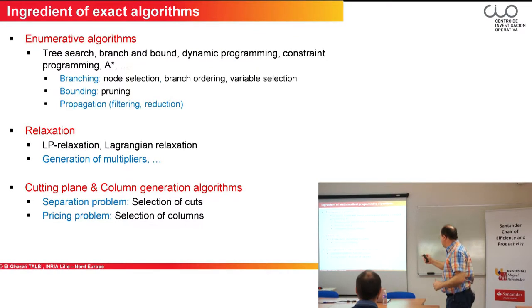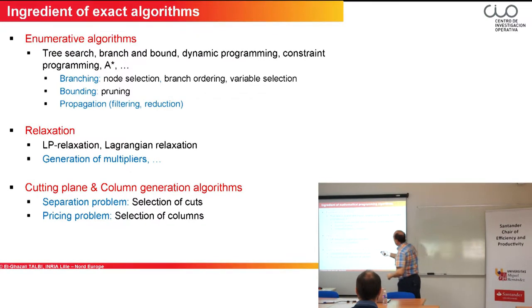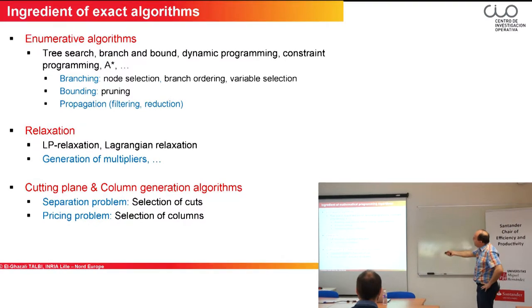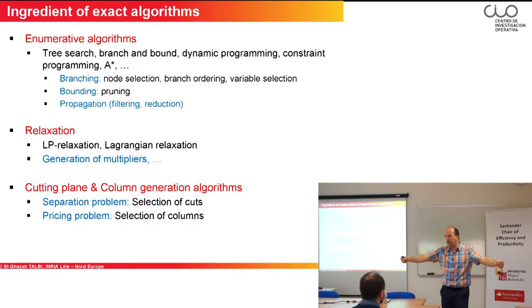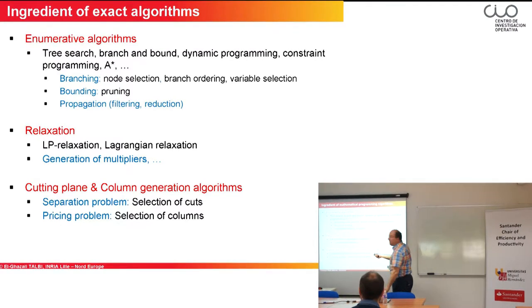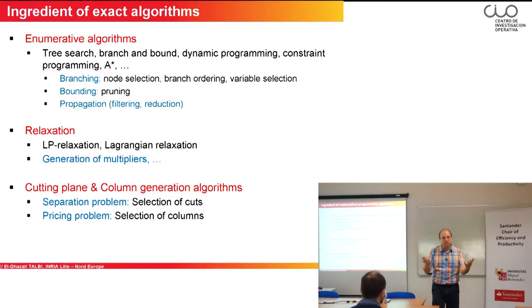And then propagation, how you propagate. For instance, in constraint programming, you are doing some propagation by using filtering and induction. But the main ideas in those algorithms are branching and bounding: how you divide the problems into sub-problems, okay, and how you prune your tree. Those are the main ideas. And then other efficient ideas, relaxation. You can relax the problem to be easier to solve.